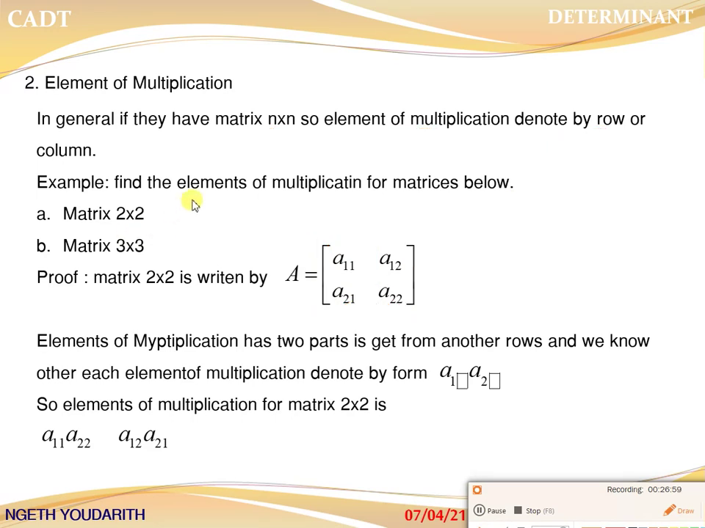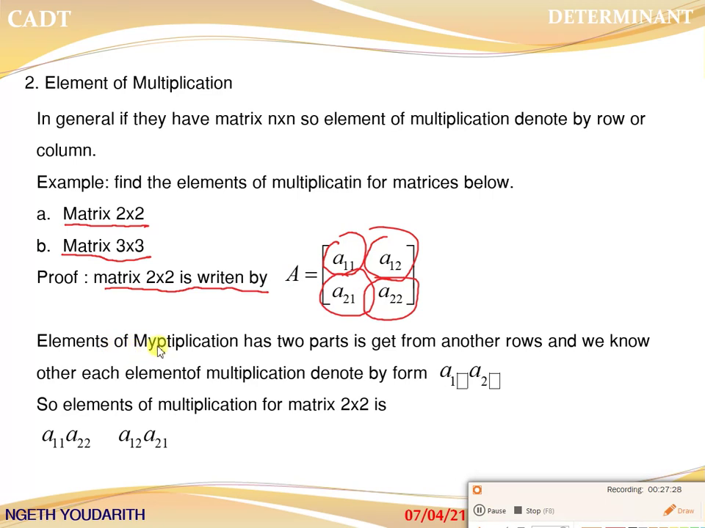And example, find the element of multiplication of the matrix below. Matrix 2 by 2, matrix 3 by 3. Proof. Matrix 2 by 2 is written by A11, A12, A21, and A22. This is the element of matrix 2 by 2.